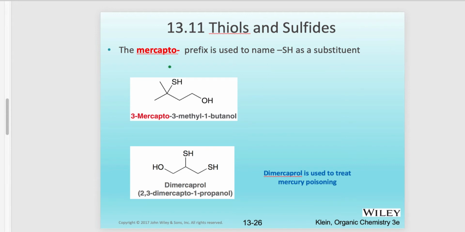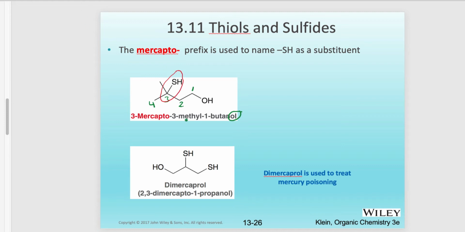So the mercapto prefix was used a long time ago, and we can utilize it as a substituent. Here are a couple of examples. Note that the alcohol is getting the highest priority, so we would name it or start numbering on the right-hand side, 1, 2, 3, 4. And then you come up with this mercapto substituent in the 3 position.